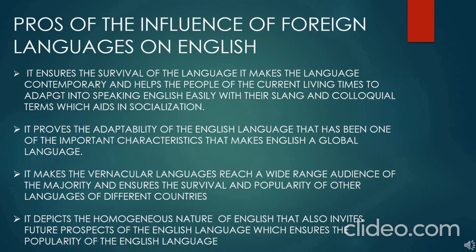Let's look at the pros of the influence of foreign languages on English. Number one, it ensures the survival of the language as it makes the language contemporary and helps the people of the current living times to adapt into speaking English easily with their slang and colloquial terms, which aids in socialization. It proves the adaptability of the English language, which has been one of the most important characteristics that makes English a global language.